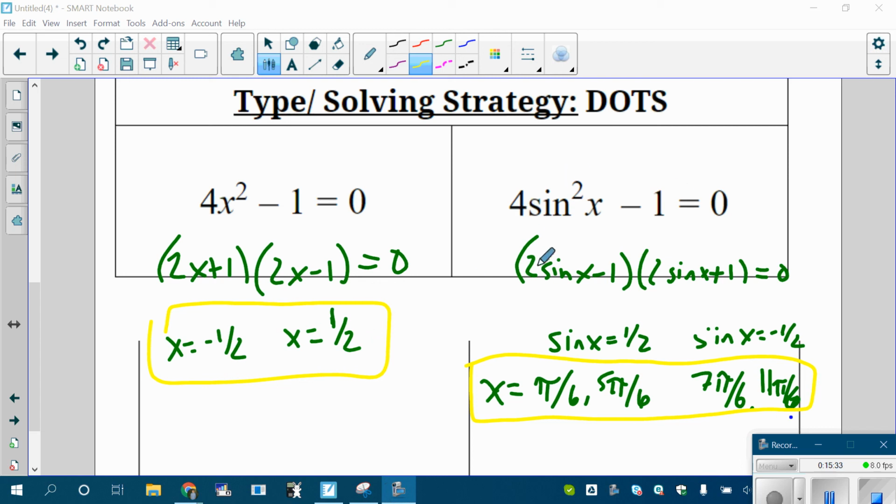Very similar structure here. 2 sine x minus 1 times 2 sine x plus 1. Sine x equals 1/2 and negative 1/2. Sine equals 1/2 at pi/6, 5 pi/6. Sine equals negative 1/2 at 7 pi/6, 11 pi/6. Notice we got 4 solutions to this single trig equation. Okay. Please be on the lookout for making sure that you get all of your solutions.